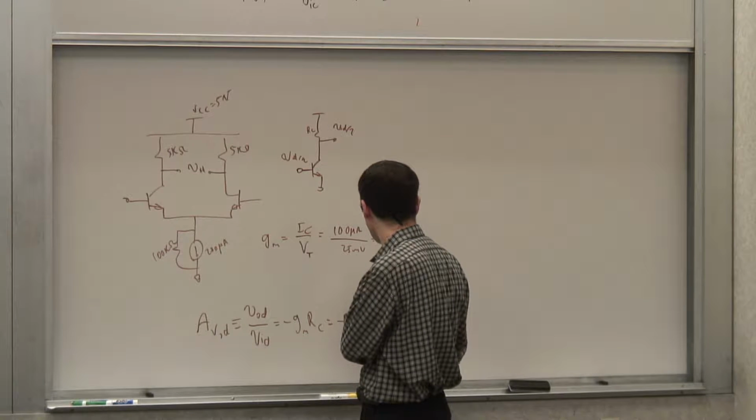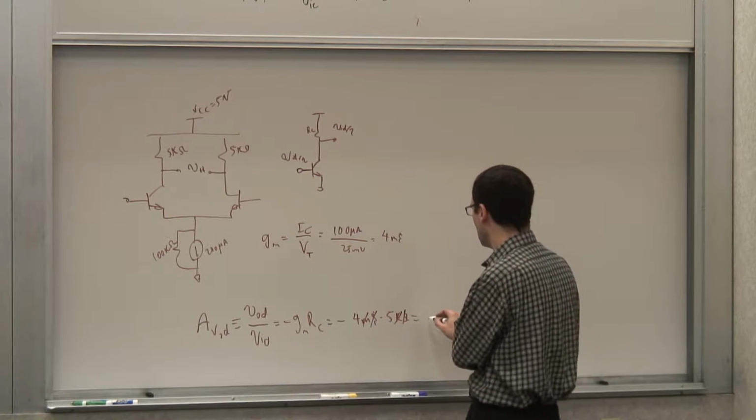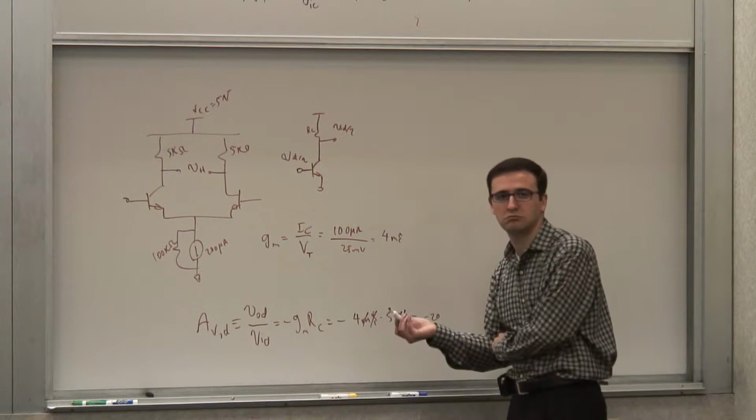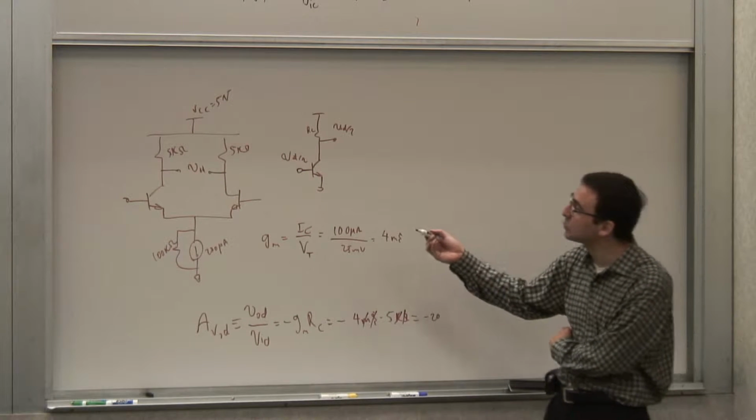Millisiemens times 5 kilo ohms. Kilo cancels milli, ohm cancels Siemens. I'm left with the gain of minus 20. Okay, so the differential gain of this thing is minus 20, from a differential input to the differential output.